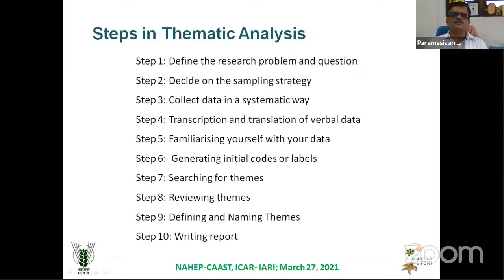Once you are doing it, when you are doing the coding, you have to read the data, familiarize yourself with the data, and then generate initial codes and labels, connect the codes and the labels, search for the themes, identify the themes, review the themes, define and name the themes, and identify the relationship between the themes using a mind map, and finally you write the report. It is basically like identifying the construct from the data.